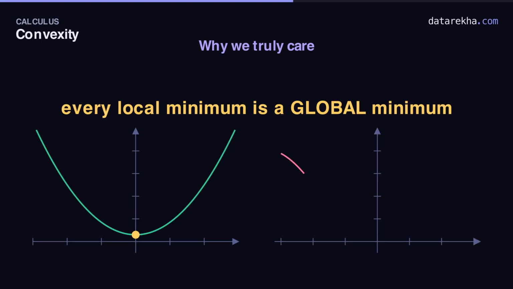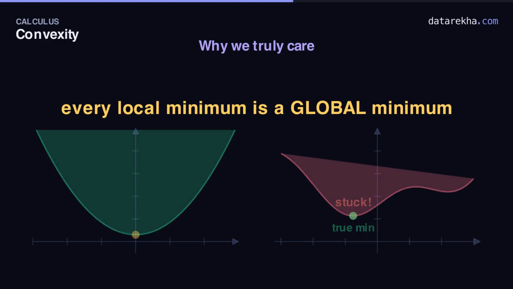But on a non-convex landscape, disaster. The same ball settles into the nearest little dip, a local minimum that isn't the lowest point at all. The real global minimum sits over there, unreached. So once you know a problem is convex, life gets easy. Find one point where the slope is 0, and it's guaranteed to be the best answer there is. That's exactly why we design so many machine learning loss functions to be convex.